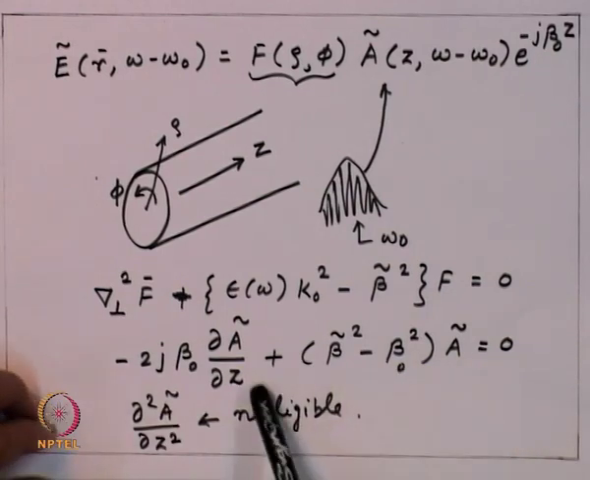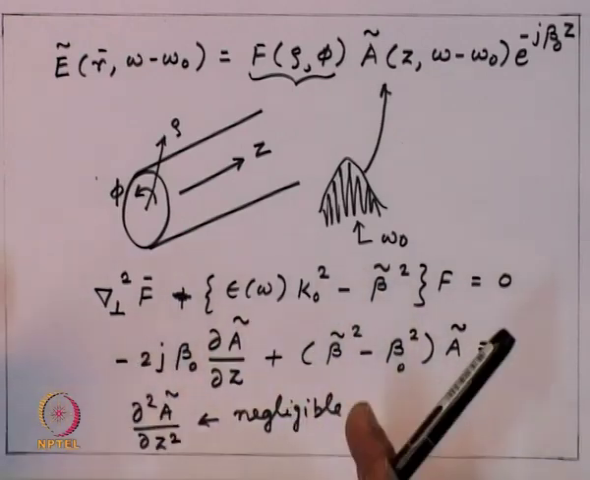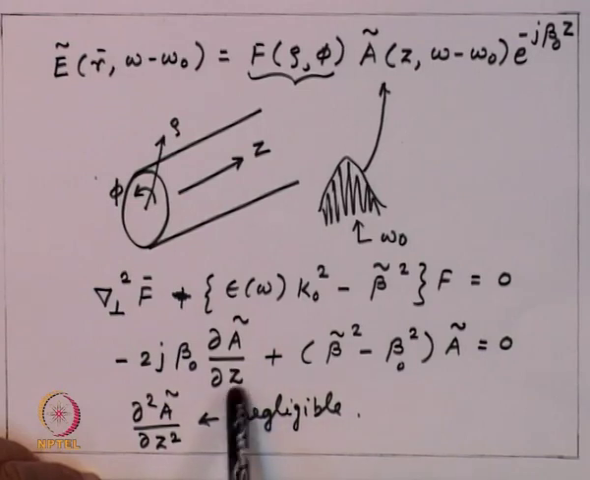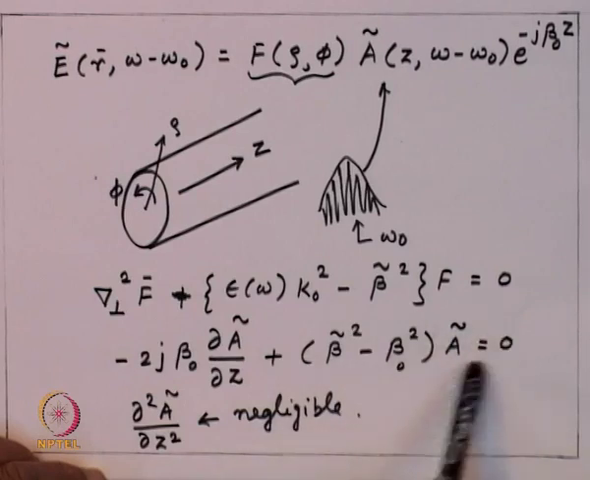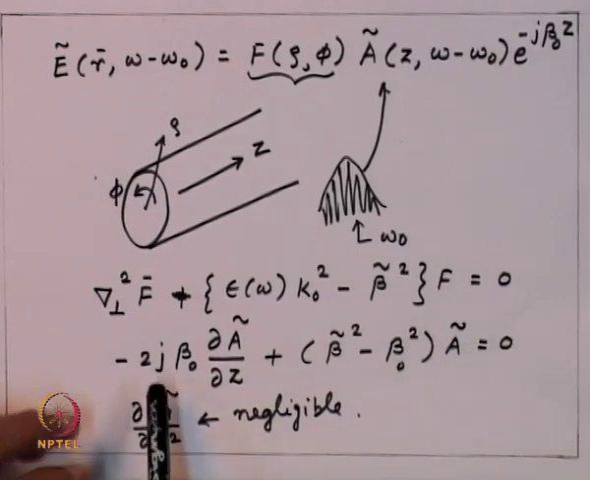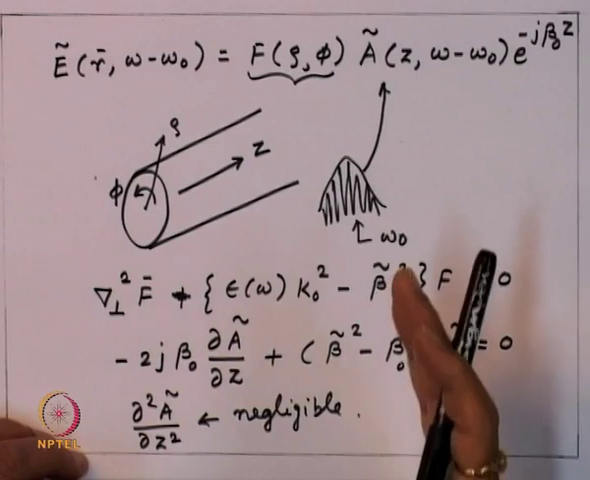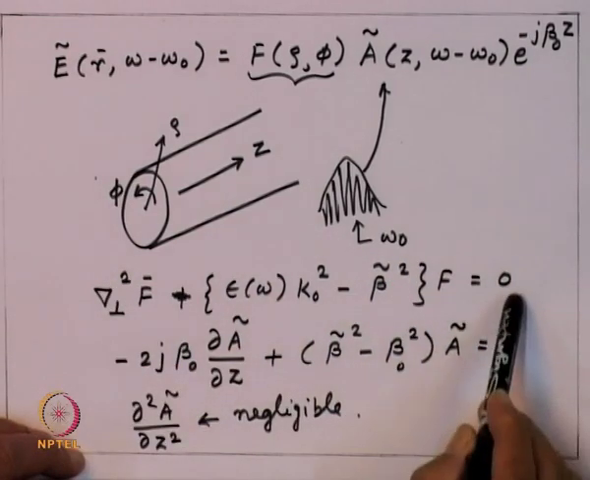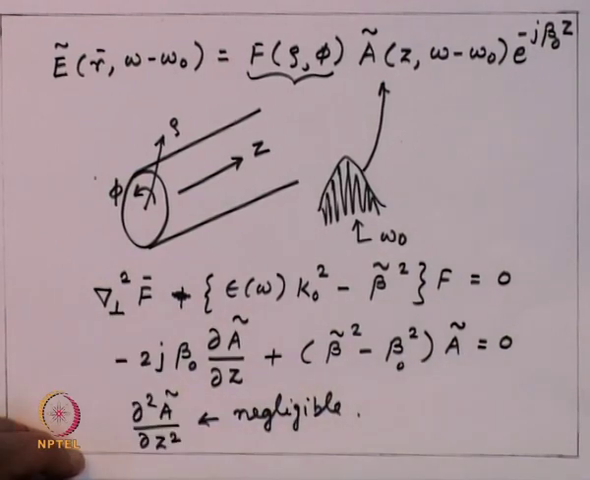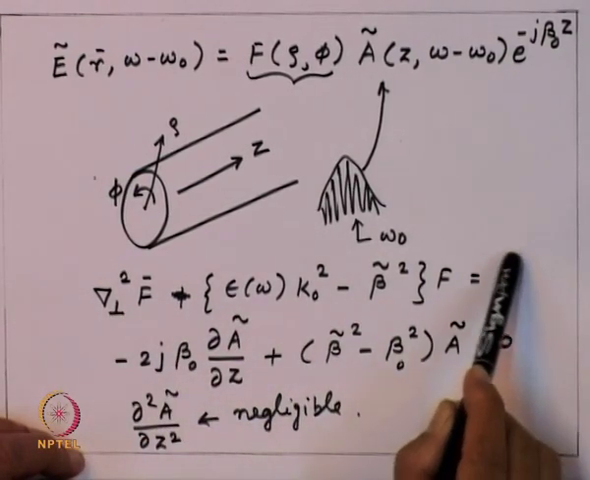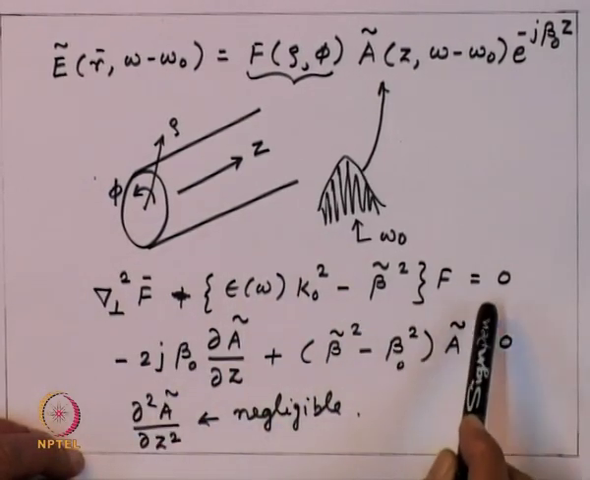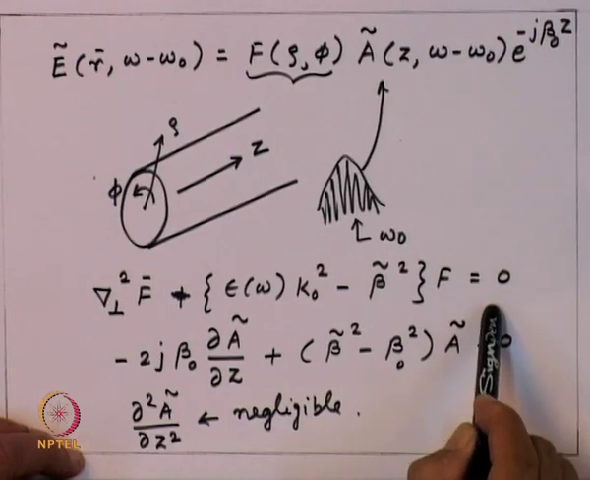We also saw that since the evolution of the pulse is slow, the second order derivative of A as a function of z can be neglected. So, you have a simple first order differential equation for the evolution of the pulse, whereas for the transverse field distribution you have this equation. Now, note here that this equation is exactly identical to what we have already solved when we investigated the field propagation or the modal distribution inside the optical fiber.